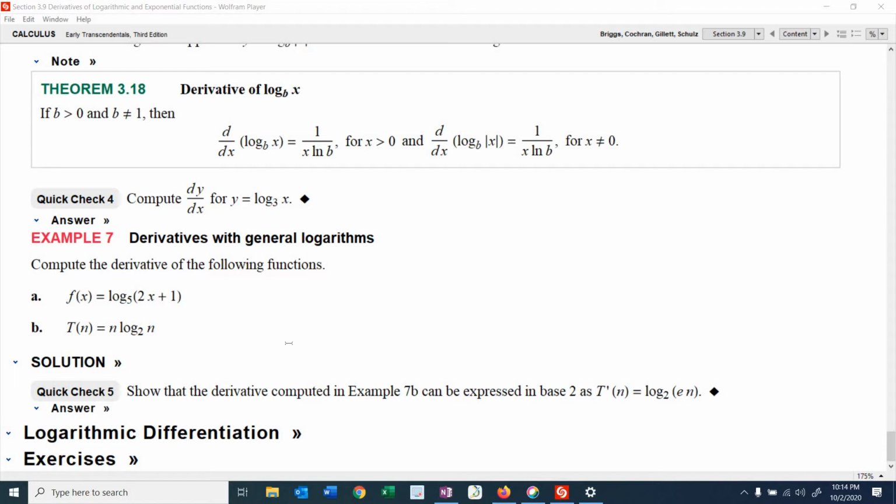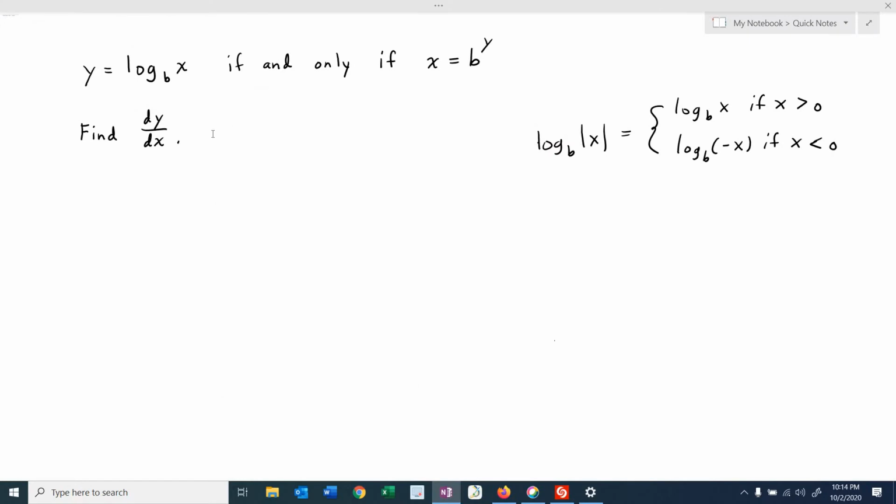Okay, so what I want to do is show you where both of these derivative formulas come from. Let's say y is equal to log base b of x. We're going to find dy/dx. But we're not going to find it directly. We're actually going to convert this logarithmic equation into its exponential form.